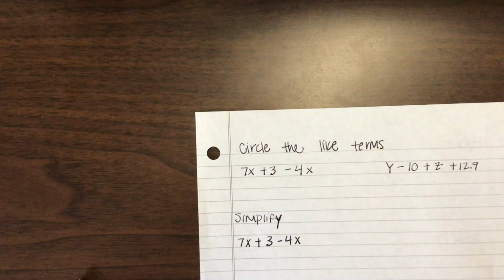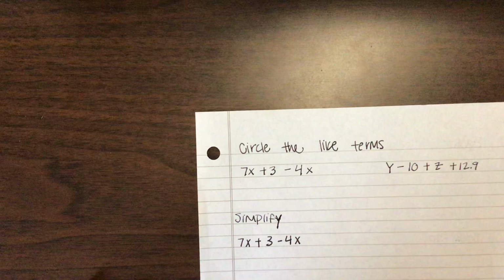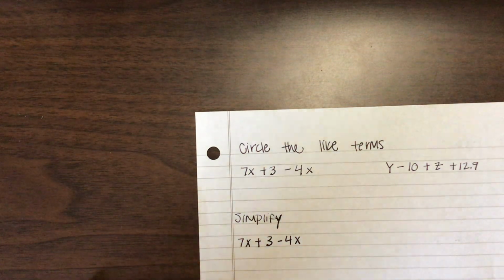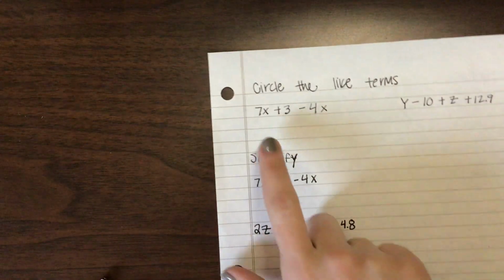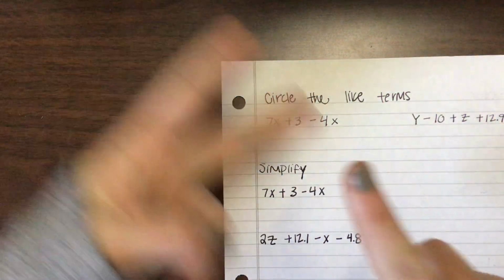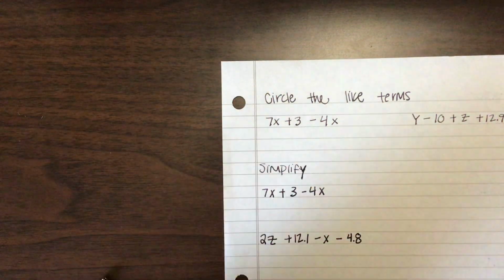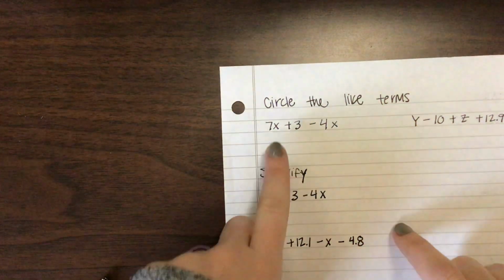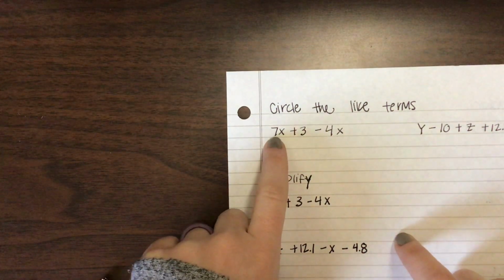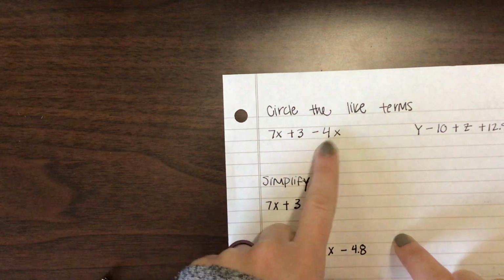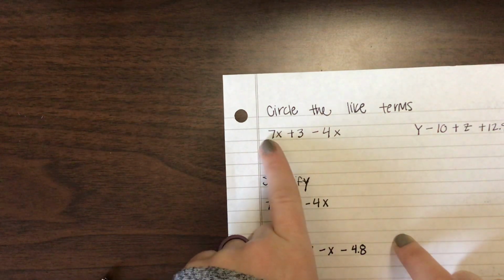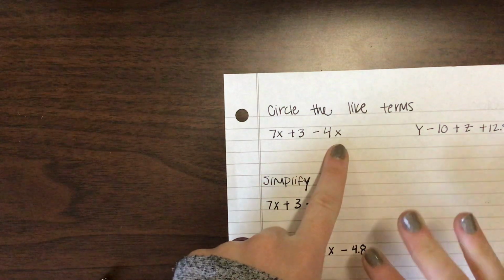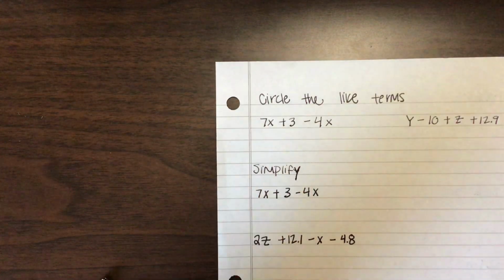A term is like one word in an expression, so you can kind of think of it that way. It can be a variable by itself, just a number called a constant, or a variable with a number that's its coefficient. Here, this is a term, 3 is a term, and 4x is a term. So there's 1, 2, 3 terms in this expression.